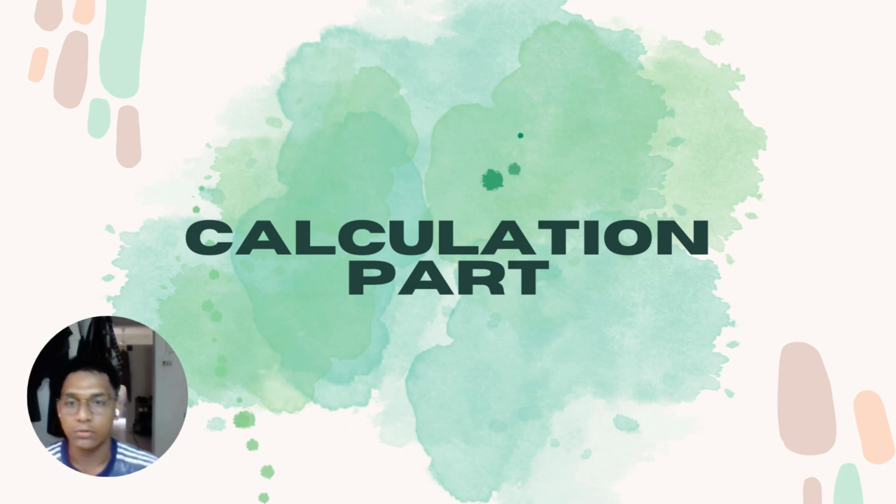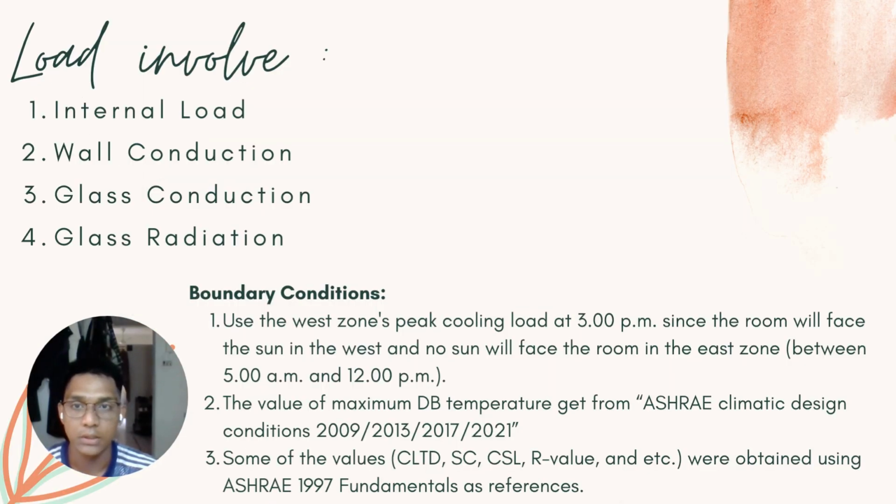So we continue to the calculation part, the important part. Basically the loads involved are the internal load, wall conduction, glass conduction, and glass radiation. So this is the list of the wall conduction. We just use the west zone, with the maximum temperature. We get it from the ASHRAE climatic design conditions, and all the constant values that we use in the calculation, we use the ASHRAE 1997 Fundamentals as our reference.